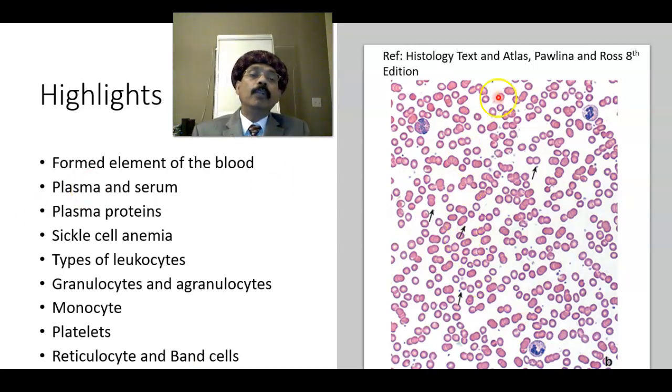So again, we'll attempt to find out the smear. These are the RBCs. Their diameter is 7.2 micron. They are disc shaped. The central part is pale and contains less hemoglobin. Hemoglobin is distributed towards the periphery. We have the platelets, the fragments of cells. These are derived from the megakaryocyte.